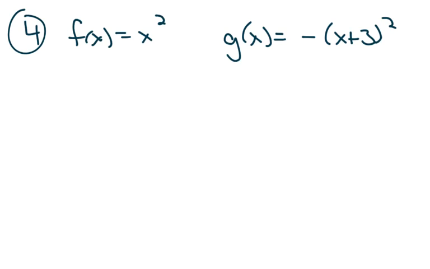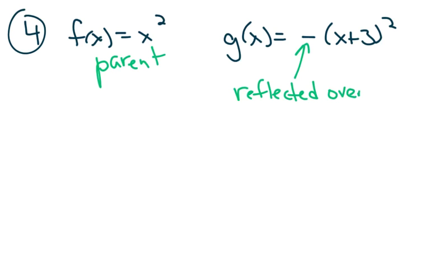Describing how two graphs are related is asking for the transformations that have been performed on the parent function. In this case, y equals x squared is the parent function. So the things that have changed in g of x is it has been reflected over the x-axis. That's what a negative in front of the original function does. And whenever you add a number in a set of parentheses, it shifts it to the left, and it went to the left 3 units.